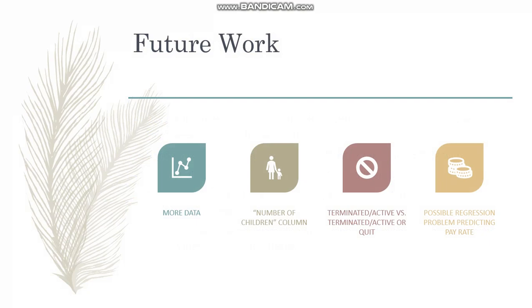And as far as future work goes, of course, having more data in this data set would be essential to train an even better model. And then I think that as far as what is given, I believe that a number of children column could be a good feature to include, because I feel like people that have children would be more inclined to work hard and try to maintain their job security. And I feel like that would be a significant and important feature in analysis if we included that.